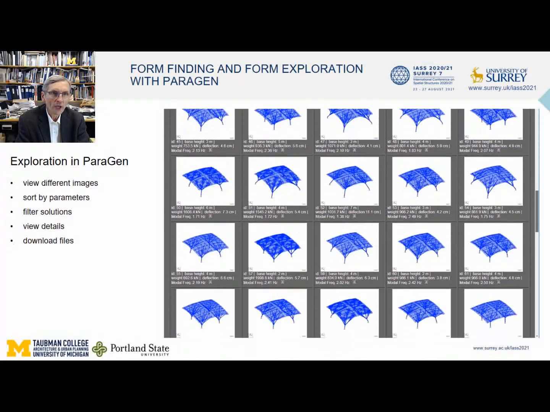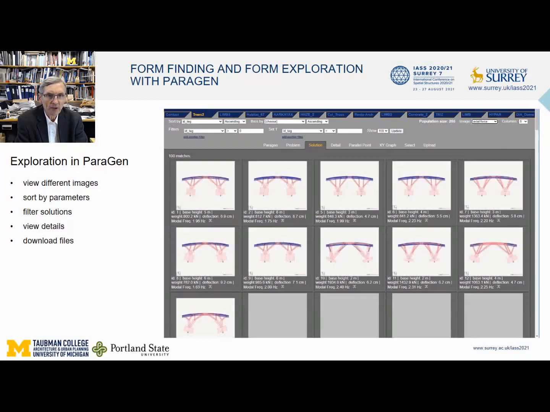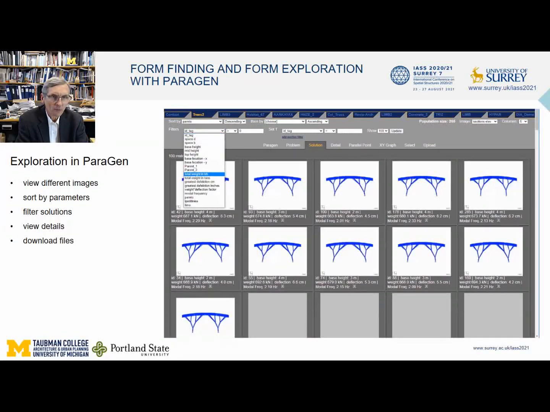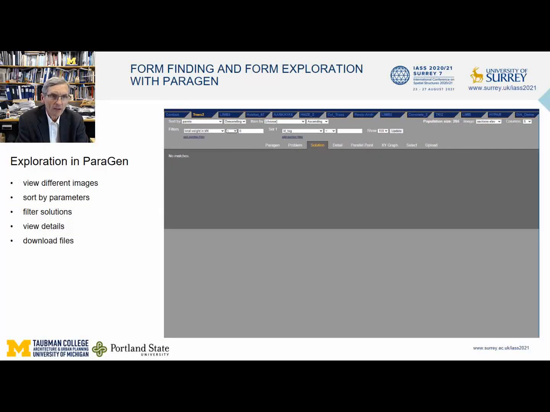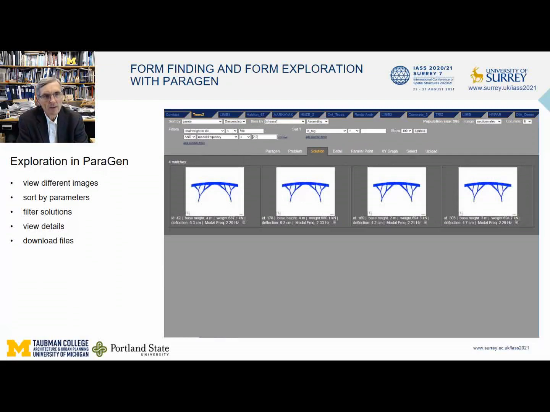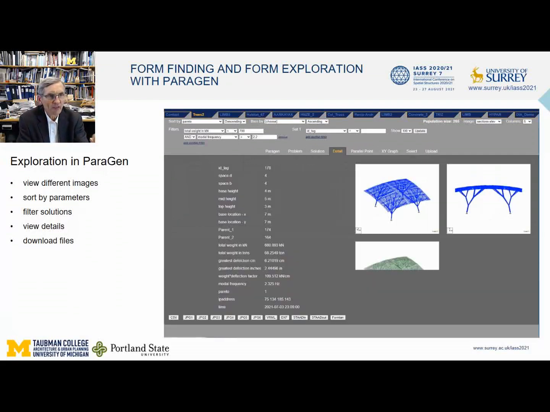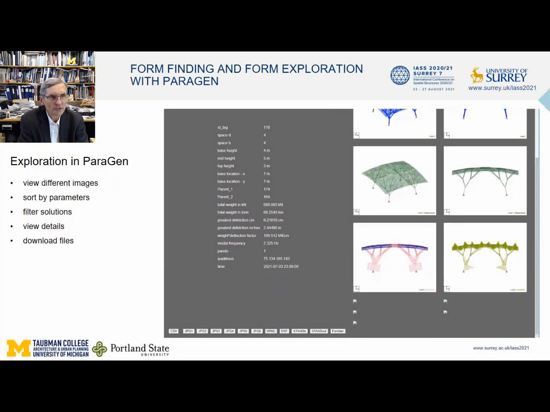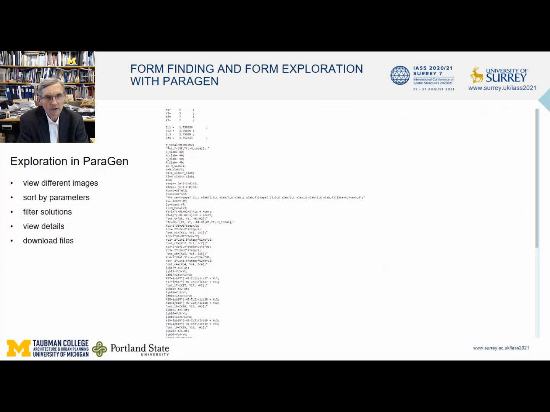Okay, this gives us a quick overview of exploration with ParaGen. You're looking at different images of the solution set. You can sort these in any way and filter them. This is zooming in on a certain portion of the Pareto set. It limits the weight, and then it limits the modal frequency, and comes down to this set. You can click on any of those images and you get a detailed view, and if you click on some of those links at the bottom, you can pull up different files or download different files.